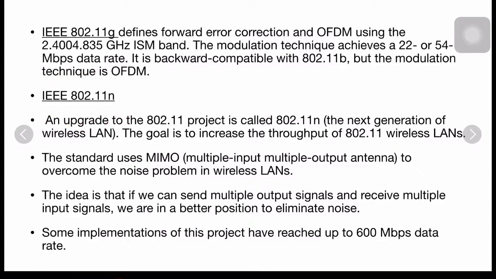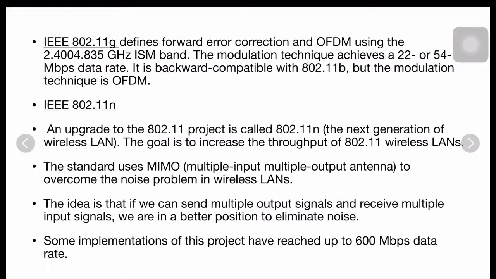Next comes the IEEE 802.11n. So this is the upgradation to 802.11 project. So it uses the methodology multiple input, multiple output antenna, to overcome the problem of noise in wireless LAN. The idea is that if we can send multiple output signals and receive multiple signals, we are in a better position to eliminate the noise. Some implementation of this project have reached up to 600 megabits per second data rate. So this is just a note to make.